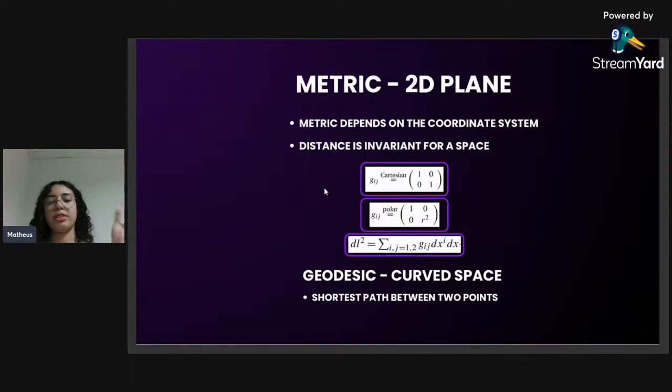And for example, I put here too that in a curved space, the shortest path between two points is measured by a geodesic. So in a 2D plane, this is a straight line, but in a curved space, it is a geodesic. So it's not a straight line in curved space.